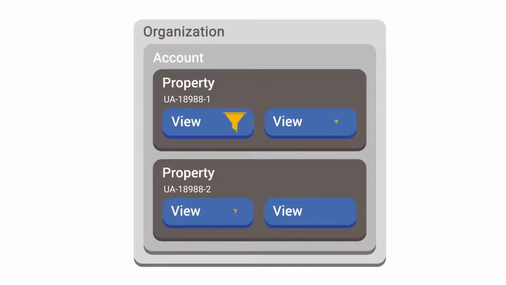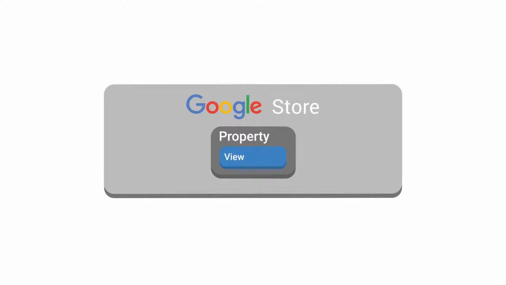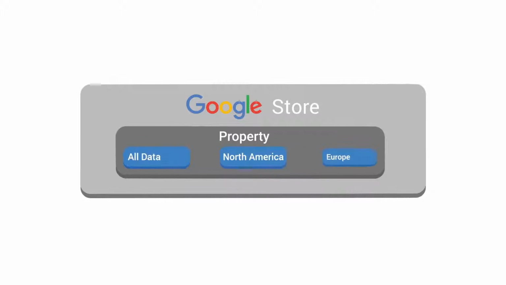You can use a feature called filters in your configuration settings to determine what data you want to include in the reports for each view. For example, the Google Store sells merchandise from their website across different geographical regions. They could create one view that includes all of their global website data. But if they wanted to see data for individual regions, they could create separate views for North America, Europe, and Asia.